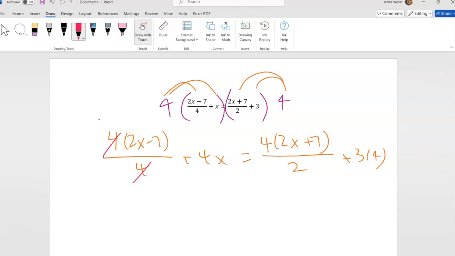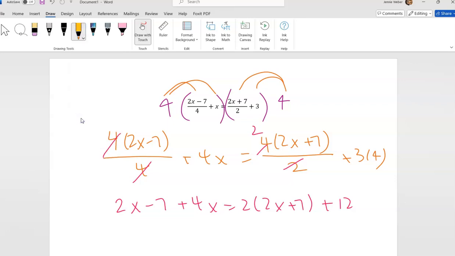Then I'm going to go through and cancel out what I can. So these 4s, and this leaves me with the 2. So I'm left with 2x minus 7 plus 4x equals 2 times 2x plus 7 plus, and I'm going to do the math there, that's 12.